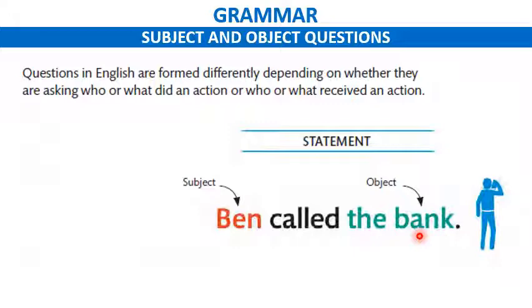Yes, you're right. It's in the past. And then we have who did the action? Who did the action? Yes, Ben. Ben is the subject. And then we have who or what received this action? The bank, of course. So this is subject and object questions.